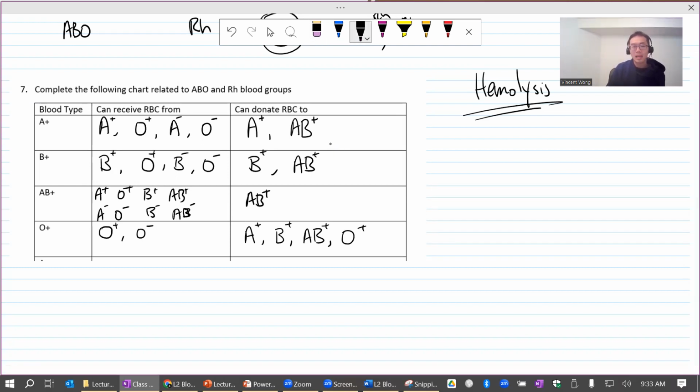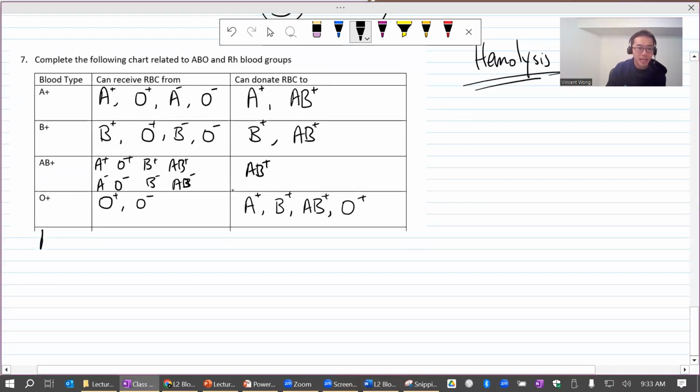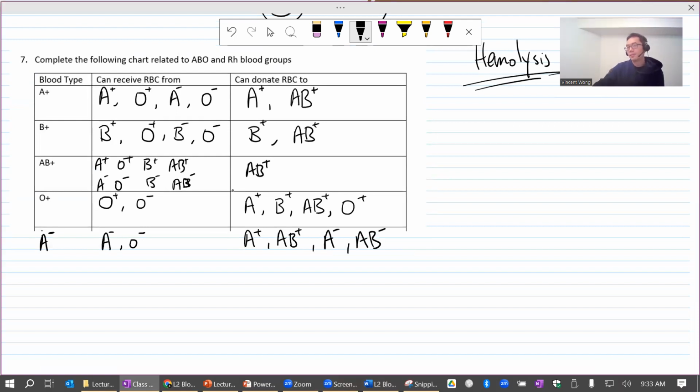Now I don't want to drag this out, but I will do one more. I'll do A negative for you, just to see how it is. If you're A negative, then you can only receive from the negative people. You cannot receive from the positives. And who can you donate to? You can donate to the positives as well as the negatives. All right. So that is that.